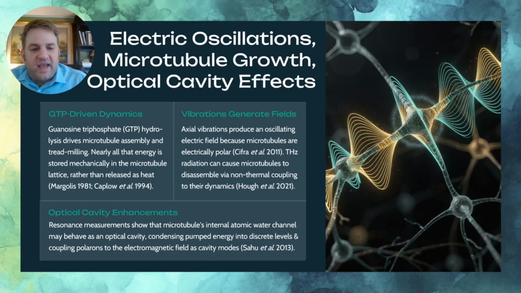So we know we have a non-equilibrium system here that can store energy in its structure and possibly in its vibrations. Axial vibrations were proposed to produce an oscillating electric field in microtubules, of course, because microtubules are electrically polar. So if the system is dynamic, it's out of equilibrium, and is vibrating, it would also be expected to produce an electric field. And in fact, based on the evidence I presented on the previous slide and additional studies that showed that terahertz radiation can cause microtubules to disassemble via a non-thermal coupling mechanism that likely couples to the oscillatory dynamics, we have a pretty strong indicator that microtubules are electrodynamic structures as well.